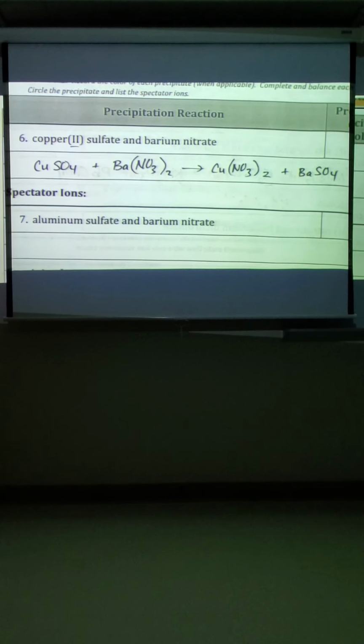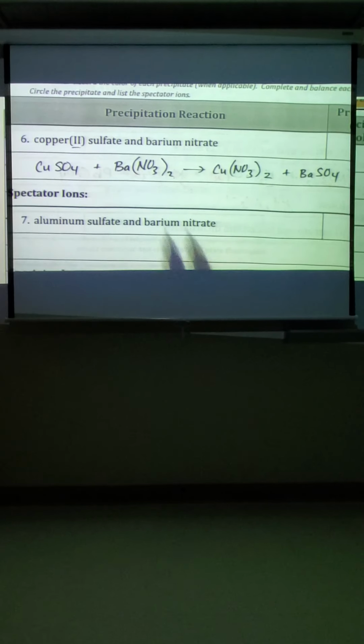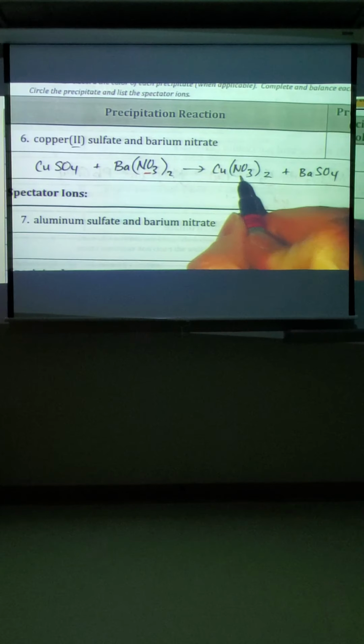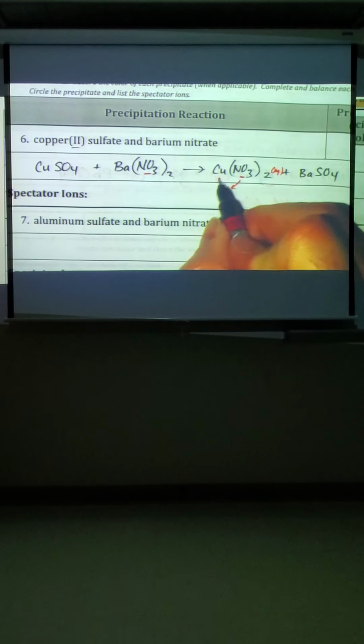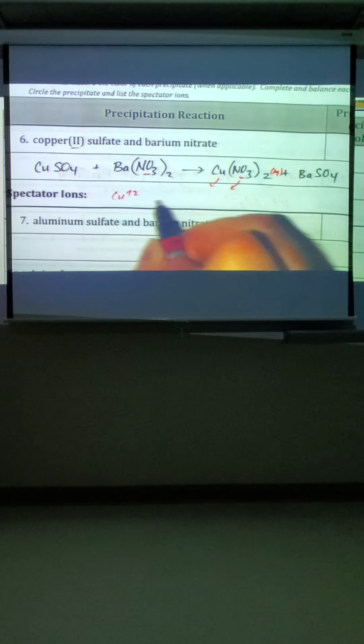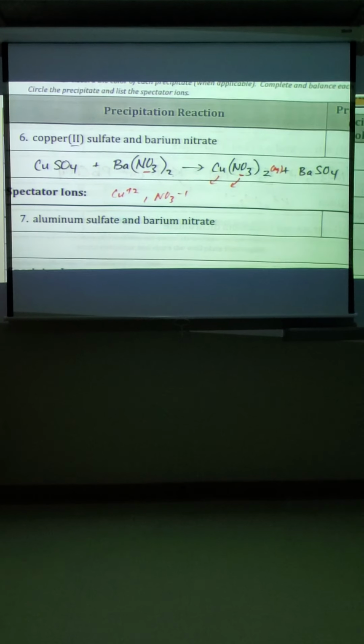So identify anything in the yellow category. That's what we do first. One of the first things you should find is nitrates. Always love water, no matter what. Always spectators. So now with copper, we know that those are going to behave. So what we're worried about is what the heck is barium and sulfate going to do?